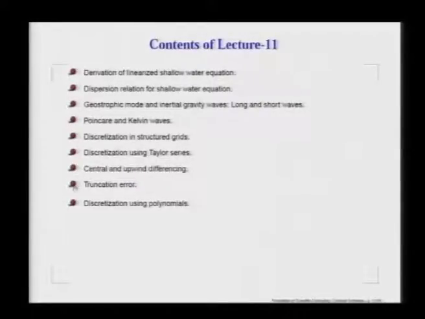We will next touch upon the truncation error of these discretization methods, and we will show that different types of discretization, through the truncation error, have different numerical effects. And finally, we will show the equivalence of discretization via Taylor series with the polynomial expansion of the function in a discretized grid.